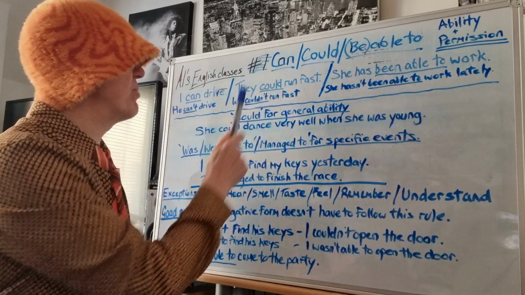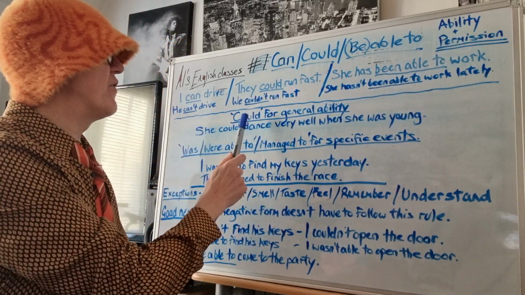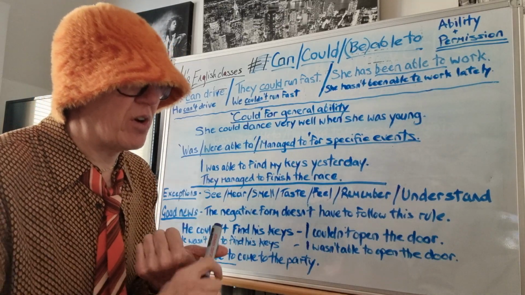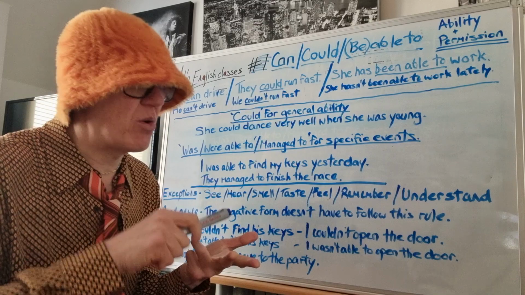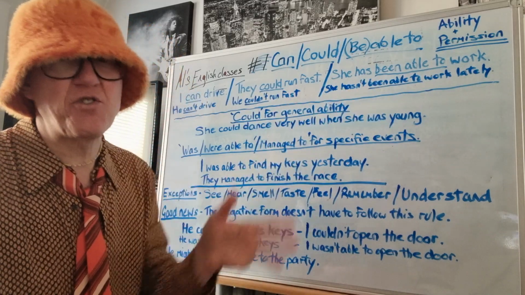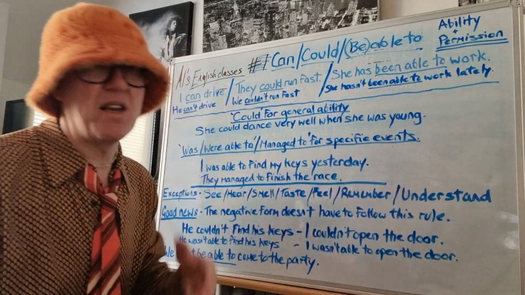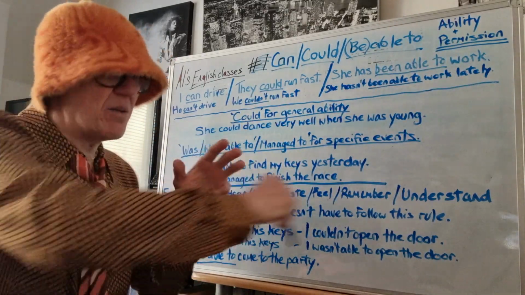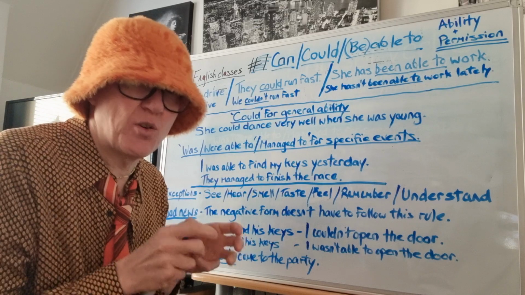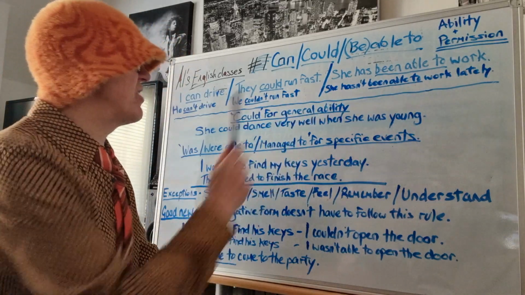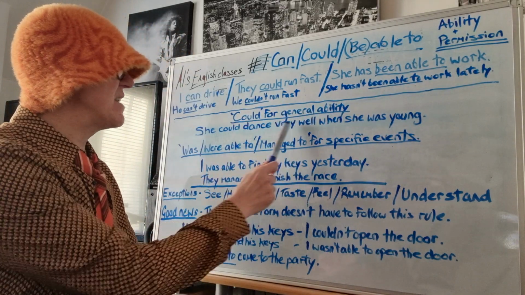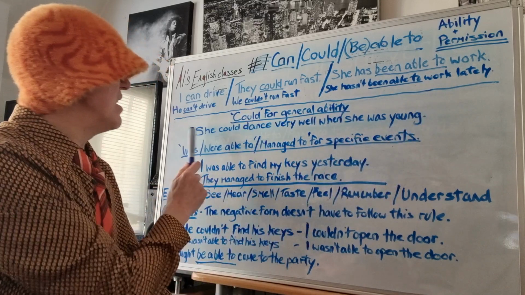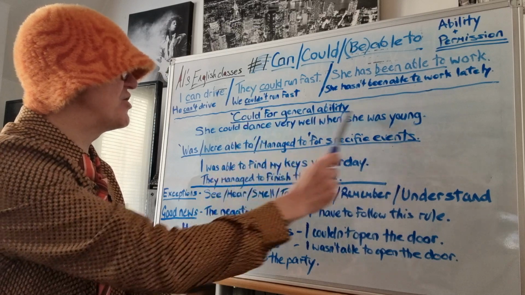We use could for the past for ability and permission, for general ability only. What's general ability? When you were a kid, when you were at school, when you were at college, when you lived in that street, when you worked in that place, when you were with that boyfriend, girlfriend, whatever. A period of time which is not isolated to one event, okay? That's general ability. So she could dance very well when she was young. That's a very general time, okay? So it's okay to use could because it's general.